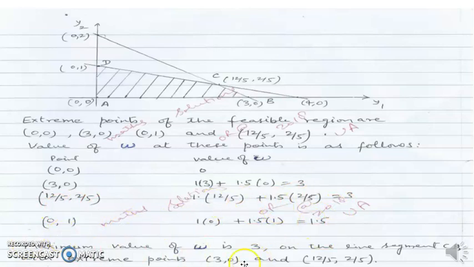So the maximum value of W is 3 on the line segment CD. This is our value of W, which is 3, with the extreme points (3, 0) and (12/5, 2/5). Now the minimum value of Z will also be 3. Thank you.